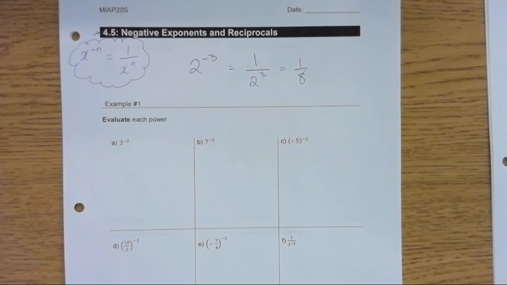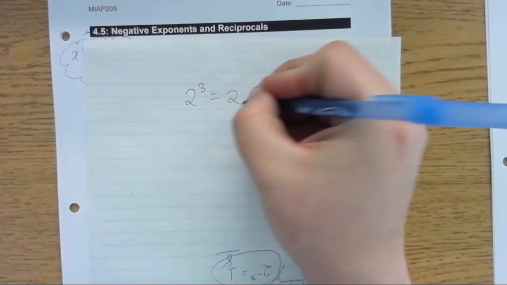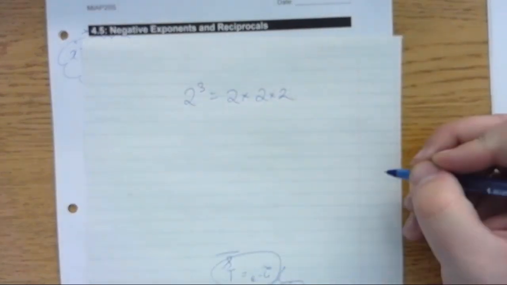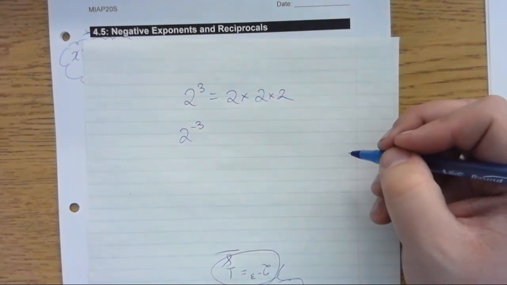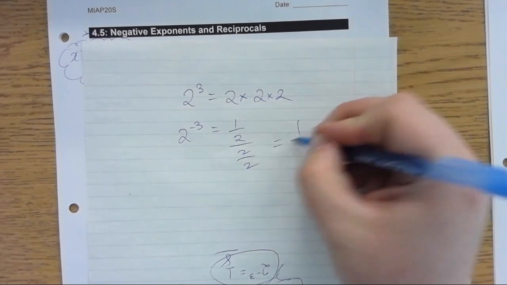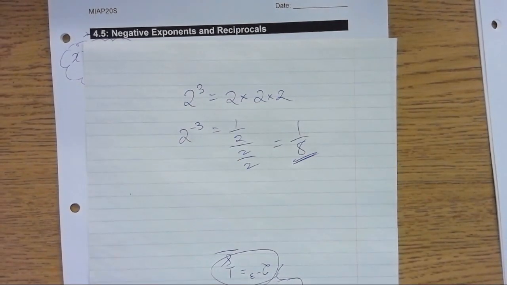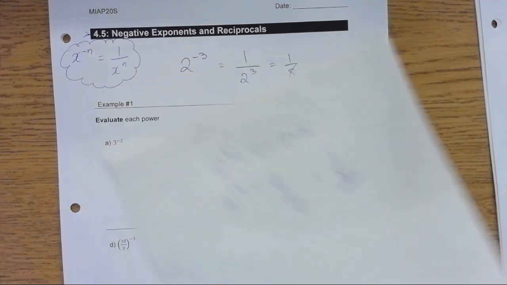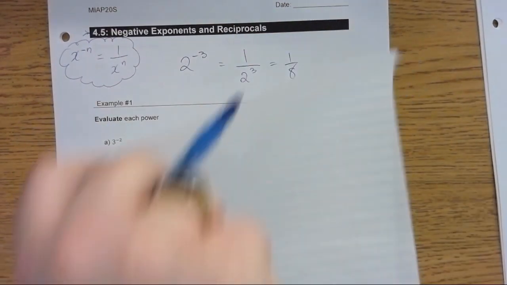You can think of positive exponents as repeated multiplies. 2 to the 3 is 2 times 2 times 2. 2 to the negative 3 is repeated divides. It's like saying 1 divided by 2 divided by 2 divided by 2. And that's how negative exponents work. I can show you one other cool little way to prove it. I can also show you your quotient law.